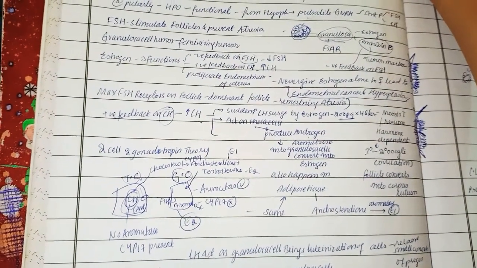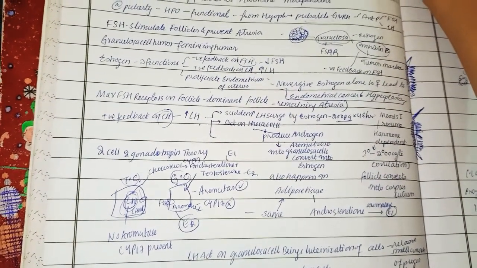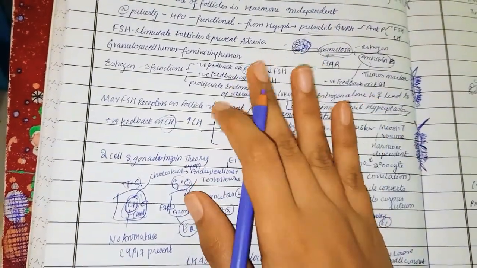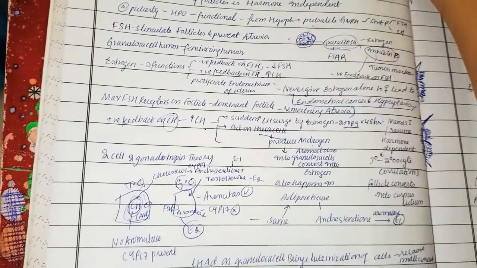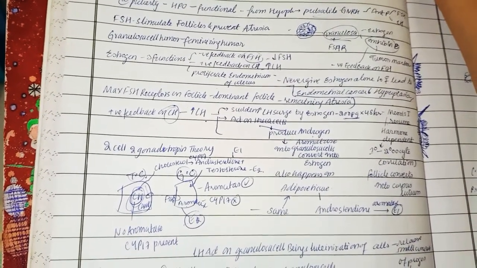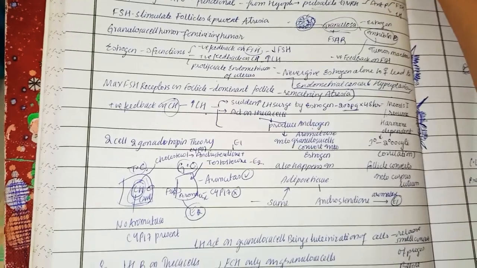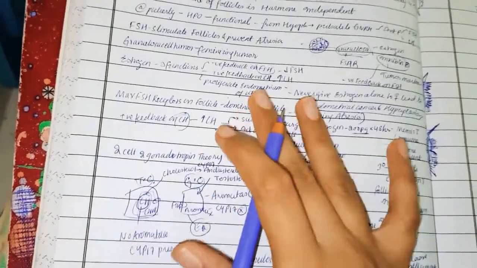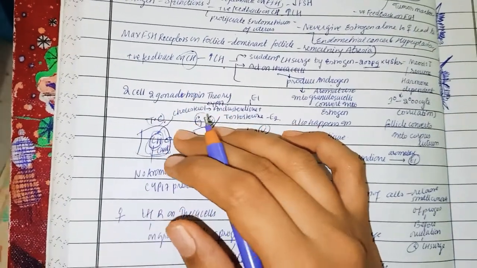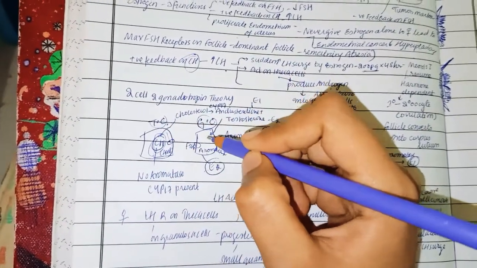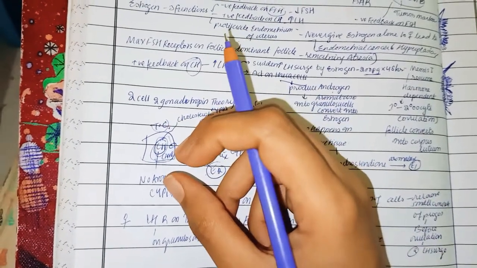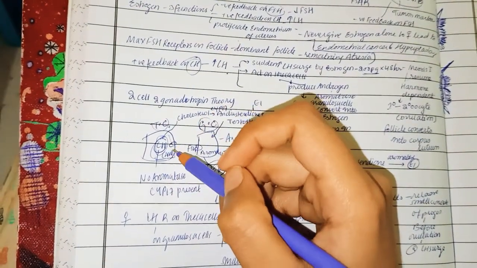And luteinizing hormone will also act on the granulosa cell. So not only on the theca cell, luteinizing hormone will also act on the granulosa cell like FSH. So what is the two cell, two gonadotropin theory? If you understand this theory, you can clearly understand this LH story. First let us discuss about theca cell.